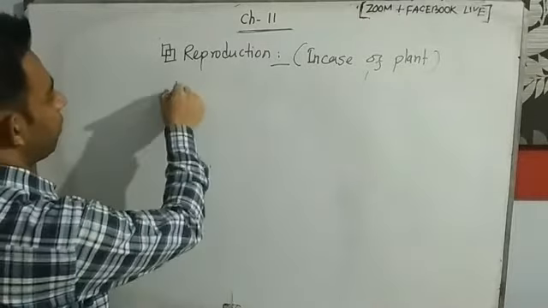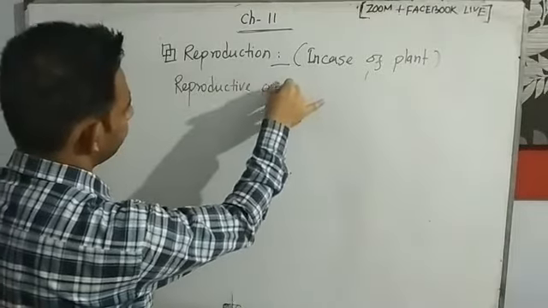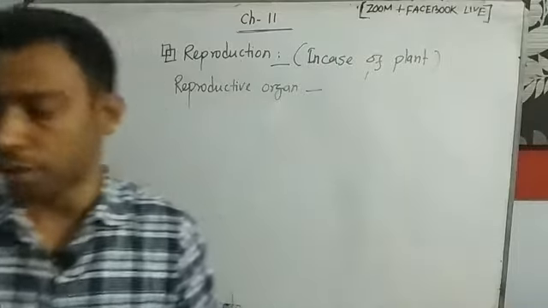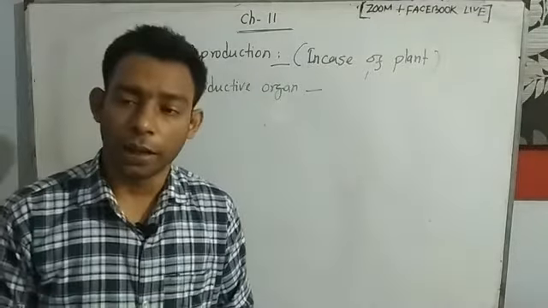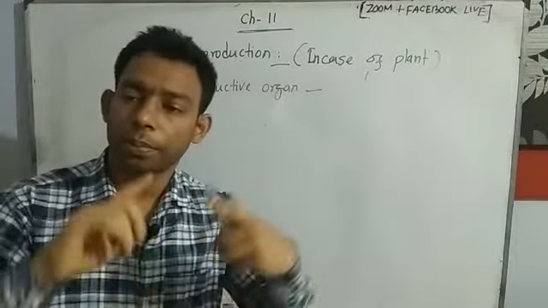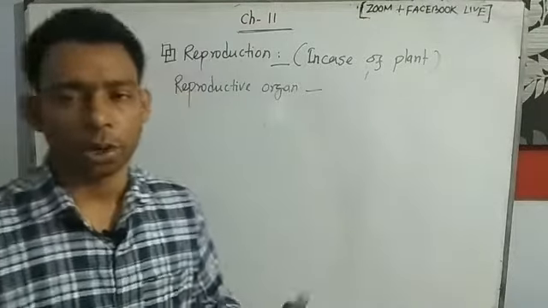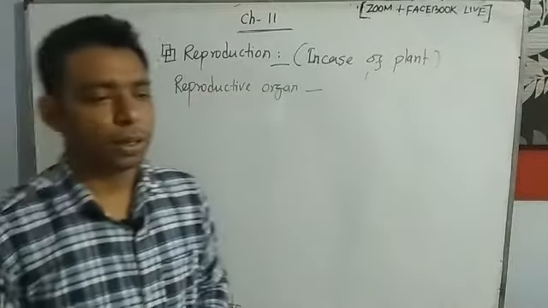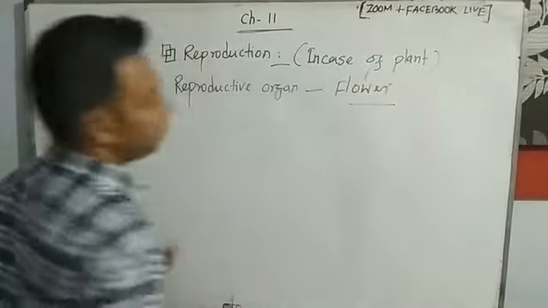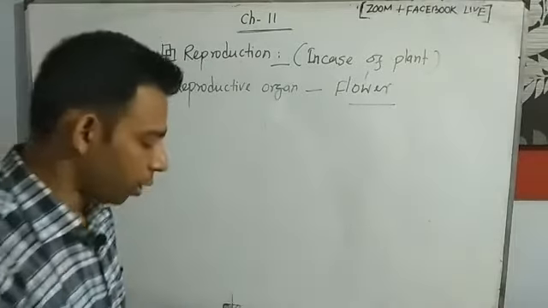Very first one, the reproductive organ. In case of plant, the same definition applies, but instead of writing living organisms, you will write: the production of new offspring from the plant by a process is called plant reproduction. In case of plant, the reproductive organ is known as the flower. Flower is known as the reproductive organ of the plant.